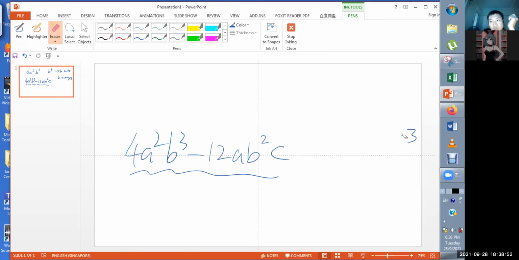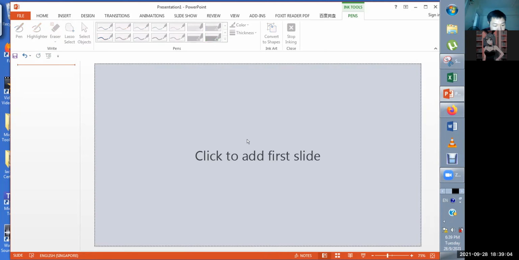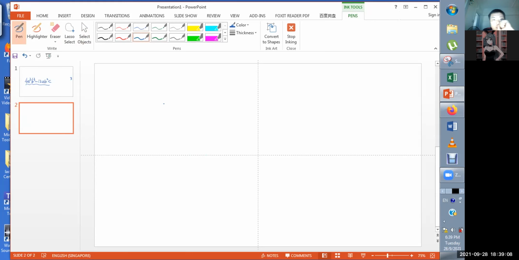First thing first, you need to know how to read. 4a to the power of 2, b to the power of 3, or a squared b cubed. So in order to do this question, you need to do the more simple one first. Let me do the simple one.